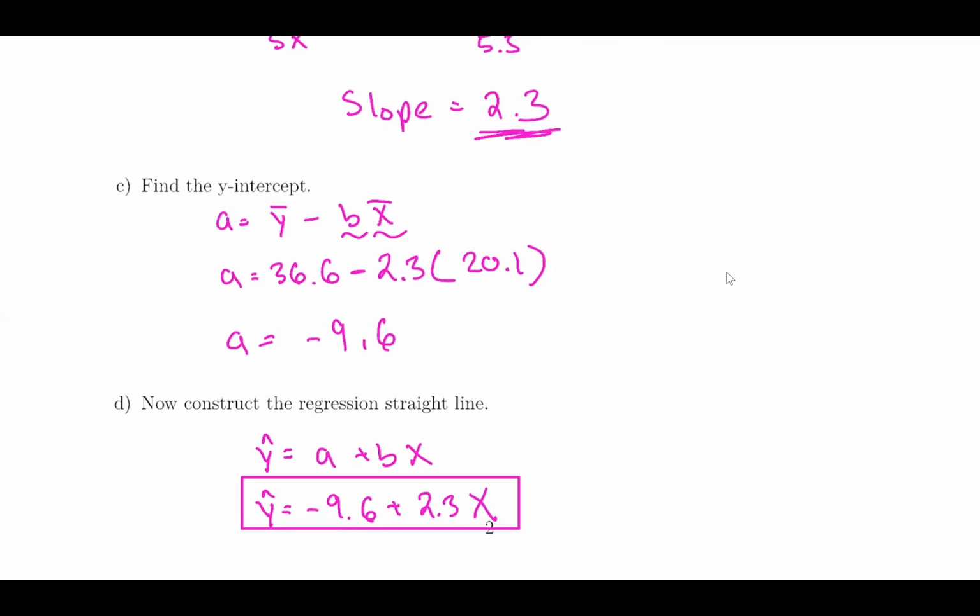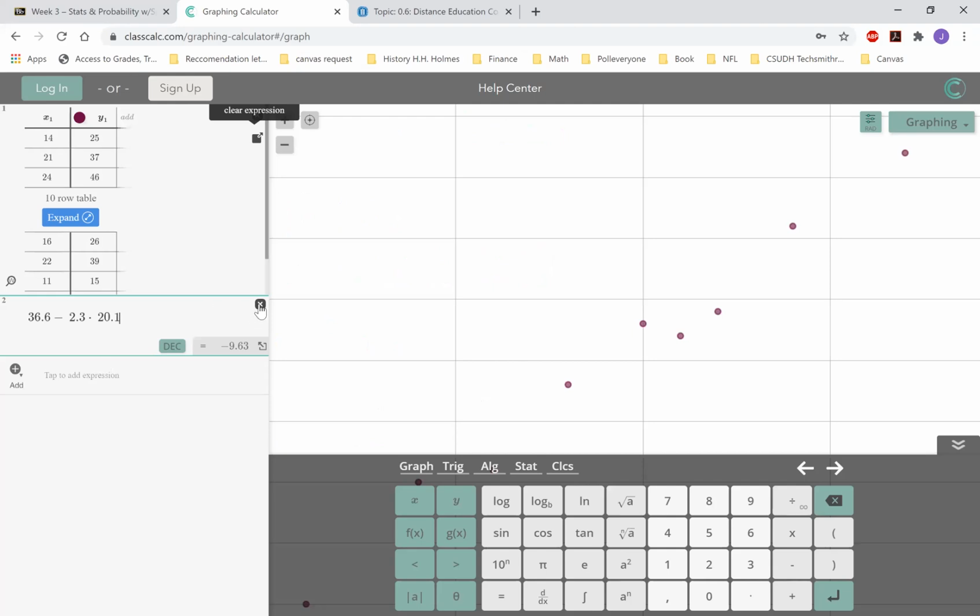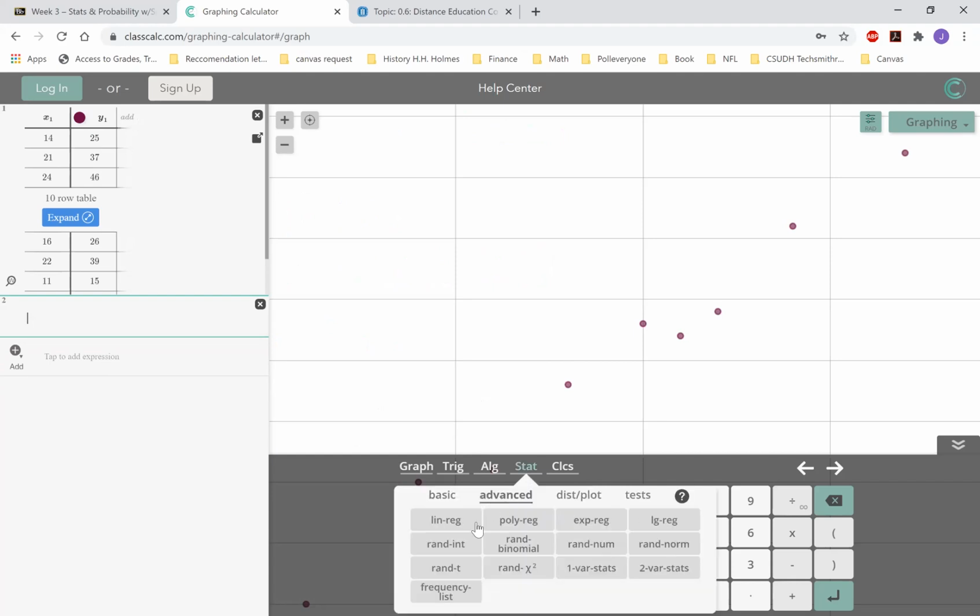All right, so up next, I'm going to show you how to double check your answer using ClassCalc. There is a way where you could get this linear regression line from ClassCalc. So let's go to ClassCalc. Let's do a new line. On the new line, you want to go to stats, then where it says advanced. If you look at the very first thing, it says lin reg. Lin just stands for linear, reg just stands for regression. So this is doing a linear regression.